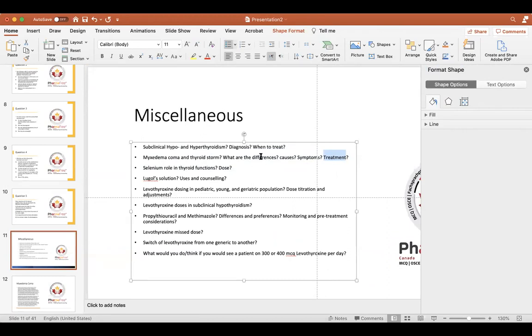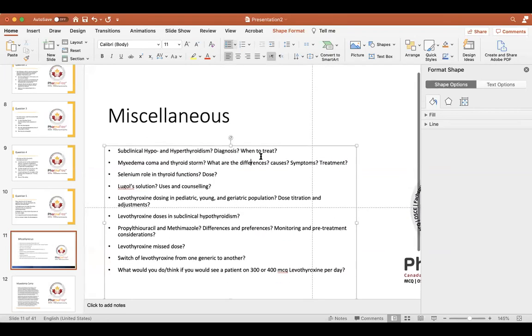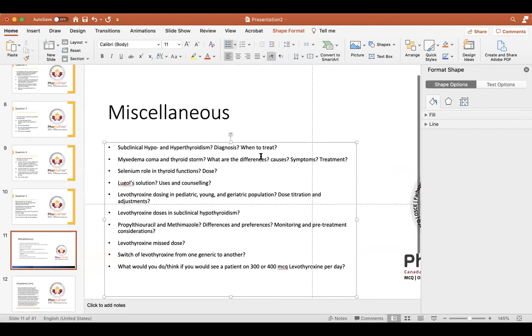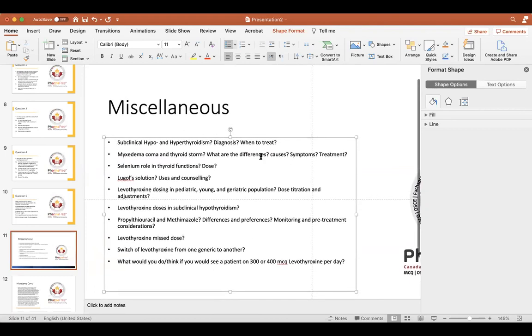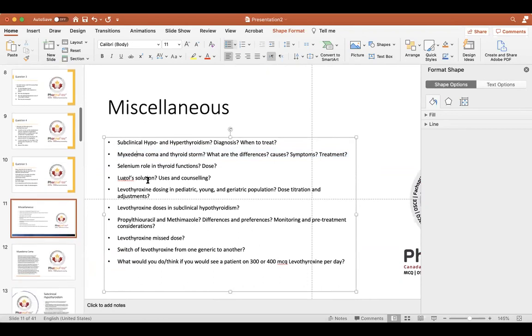Rashmi, go ahead please. What's your answer here? Can you see the question? Okay, it's not an MCQ. This one we answered already.